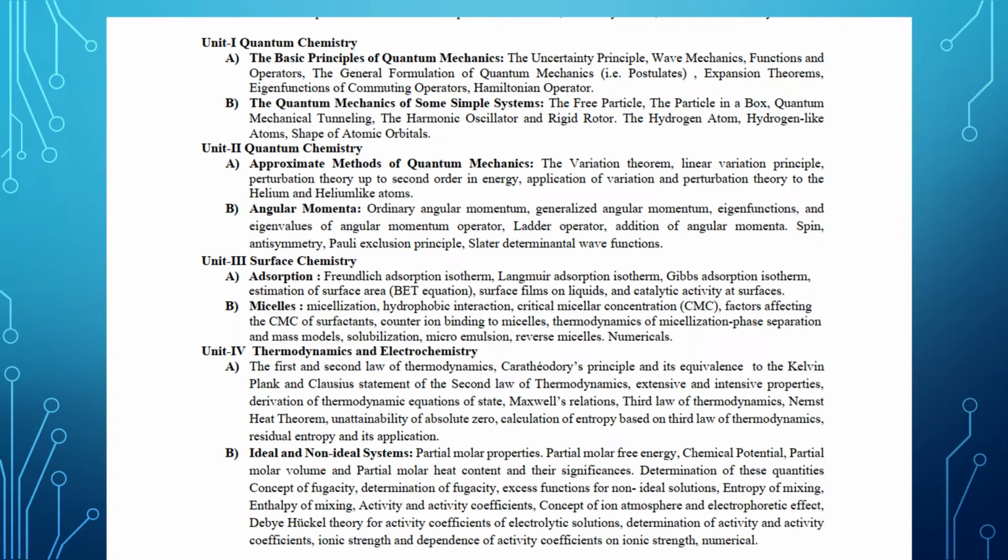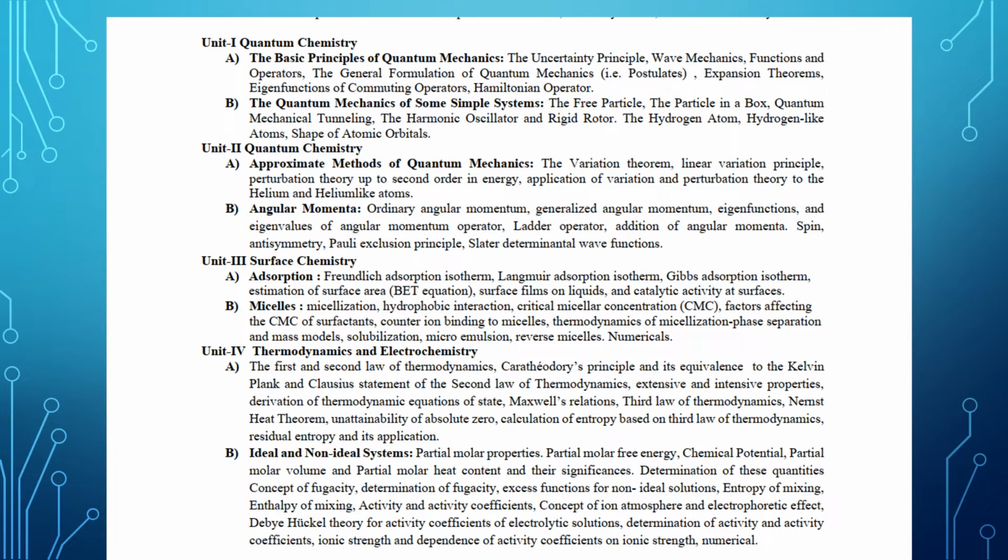B. Angular momenta. Ordinary angular momentum. Generalized angular momentum, eigenfunctions, and eigenvalues of angular momentum operator, ladder operator, addition of angular momenta. Spin, antisymmetry, Pauli exclusion principle. Slater determinantal wave functions.